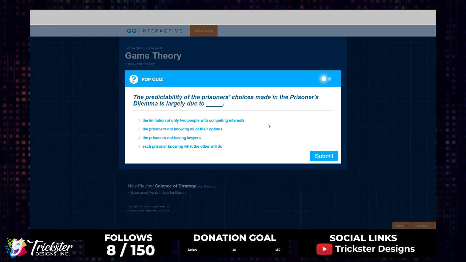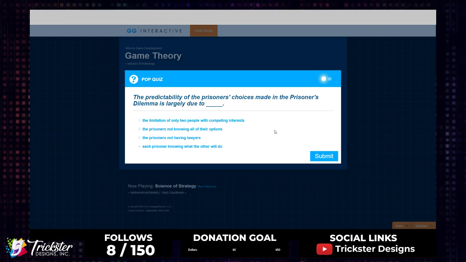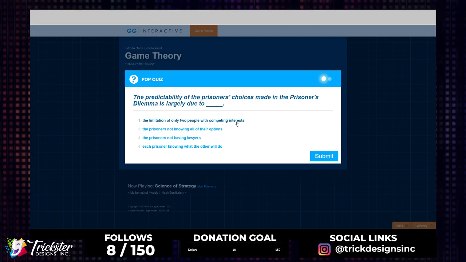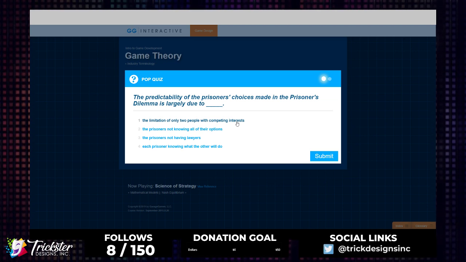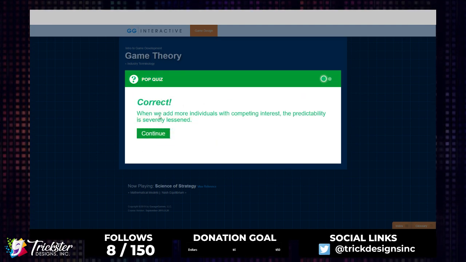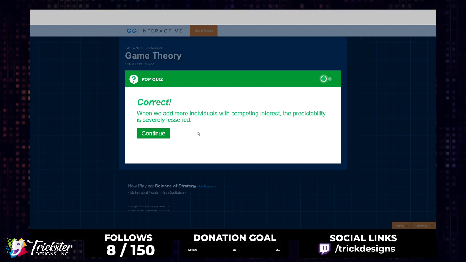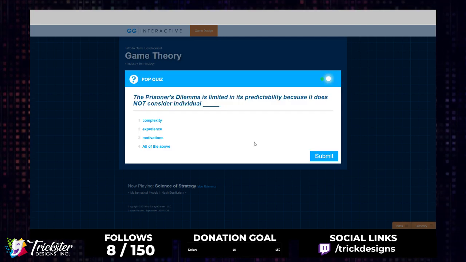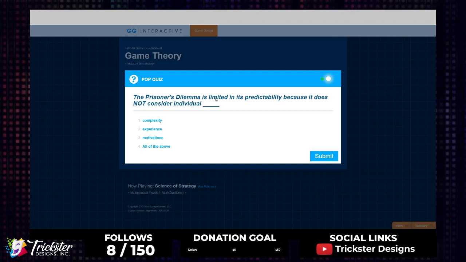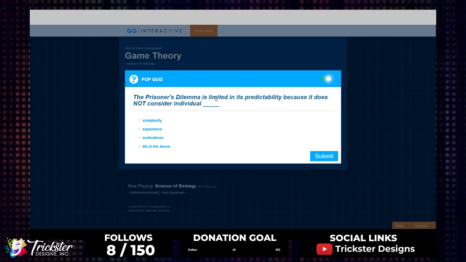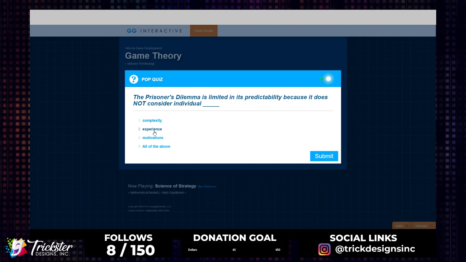The predictability of the prisoner's choice made in the prisoner's dilemma is largely due to the limitations of only two people with competing interests, the prisoners not knowing all of their options, the prisoners not having lawyers, which is possible, and each prisoner knowing what the other will do. But of course, it's the first one. When we add more individuals with competing interests, the predictability is severely lessened. The prisoner's dilemma is limited in its predictability because it does not consider individual motivations, experience, complexity, all of the above.